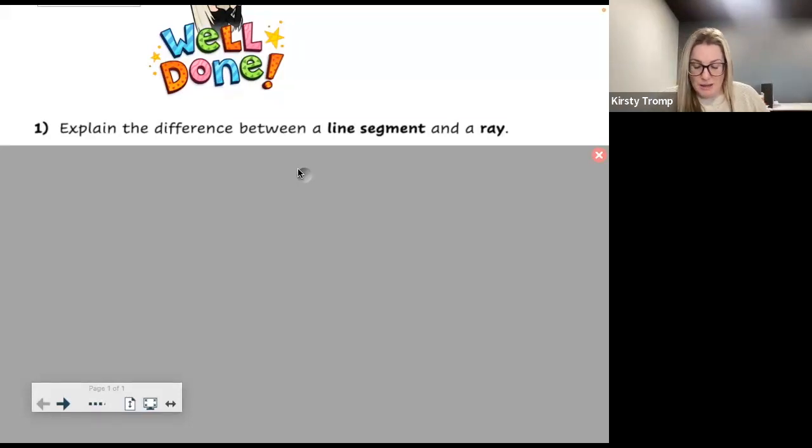Firstly, who can tell me what a line segment is? Who can talk to me about a line segment? Who knows what a line segment is? Who wants to lift their hand and talk to me about a line segment? What do we know about a line segment?